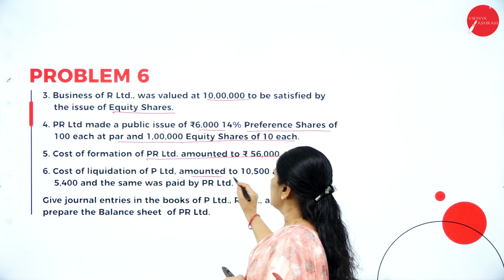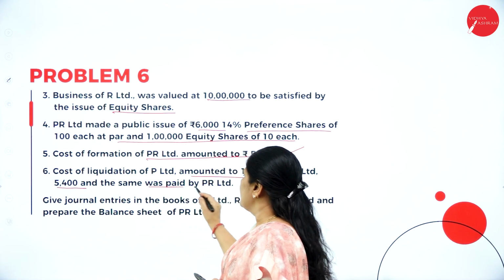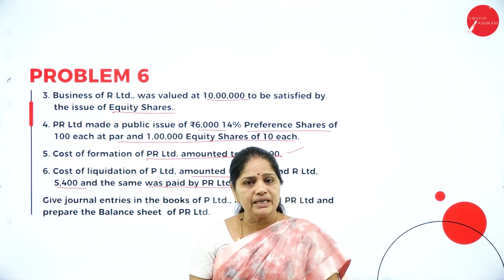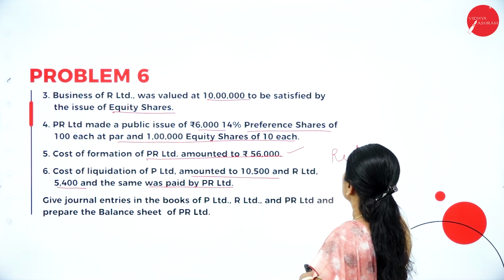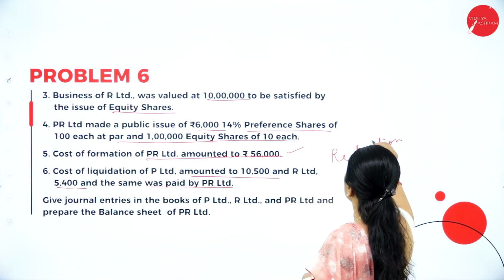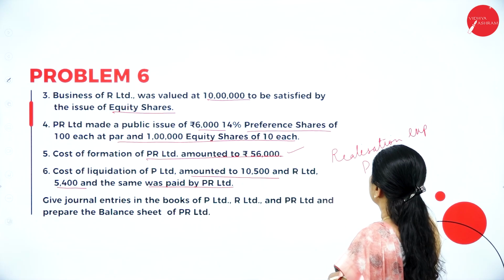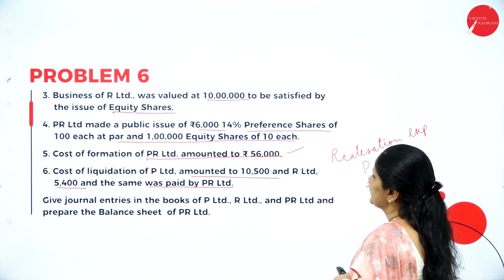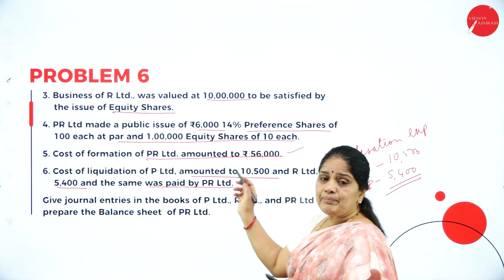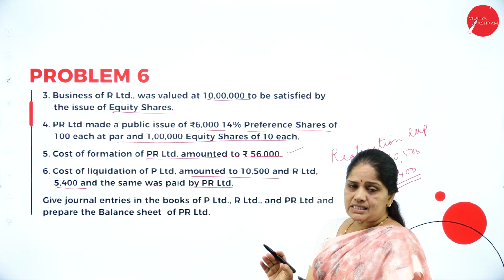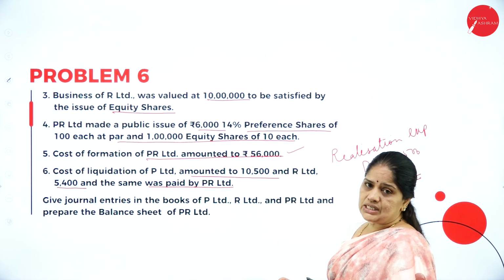The cost of liquidation of P Limited amounted to 10,500 and R Limited 5,400, and the same was paid by PR Limited. Now this refers to the realization expenses. The realization expenses are borne by the purchasing company. The realization expenses for P Limited are 10,500 and for R Limited 5,400, and they were paid by PR Limited. So the selling company is not paying the realization expenses. The purchasing company is paying them.